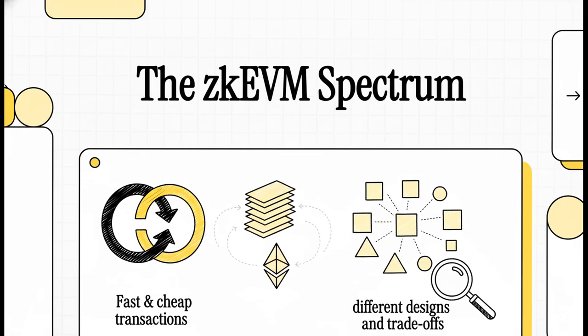You've probably heard a ton about zk rollups, right? They're hailed as this key technology for scaling Ethereum, promising to make things way faster and cheaper for all of us. But here's the thing. Behind that simple promise, there's a whole world of different designs and trade-offs. It gets pretty complex. So let's dive in and sort it all out.